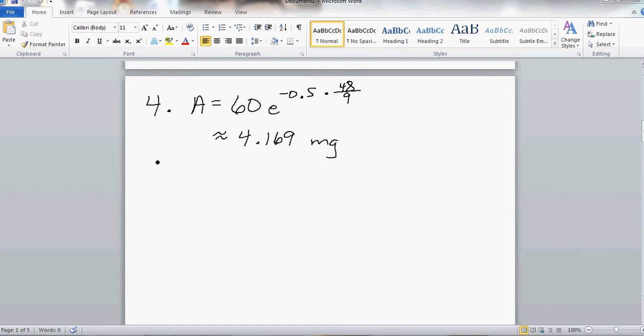Example number 5. Realize these decay and growth problems aren't really difficult. It's just deciphering where does what go. And so once you've got that conquered, this becomes relatively simple.